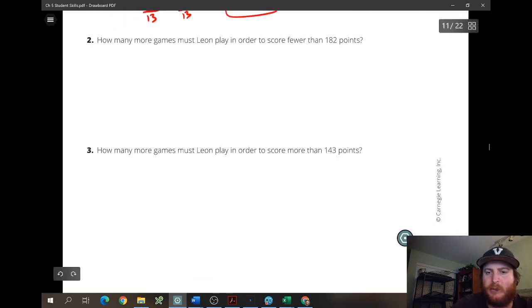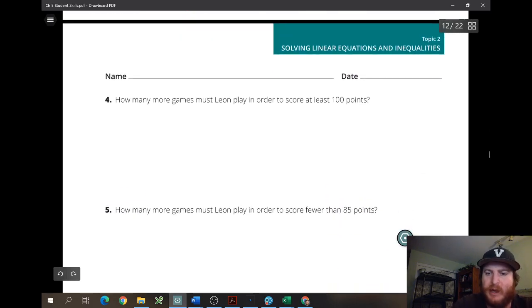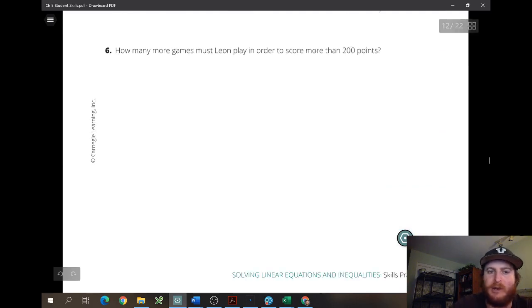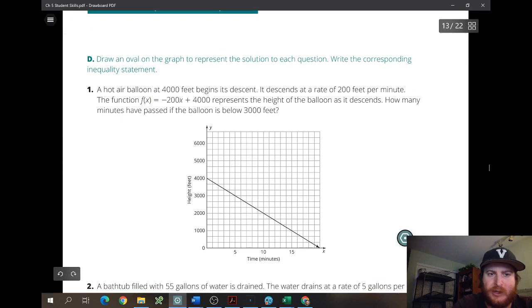You should know that symbol. More than, you should know that symbol. At least again, and then fewer than, and then more than. So be careful about which ones are which. And then the last one is section D.